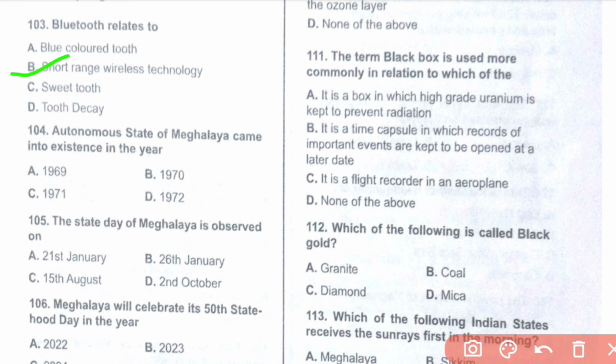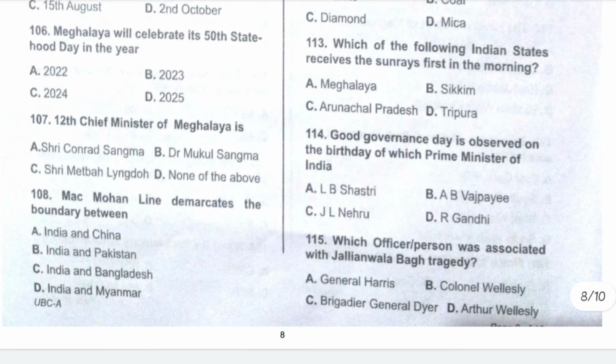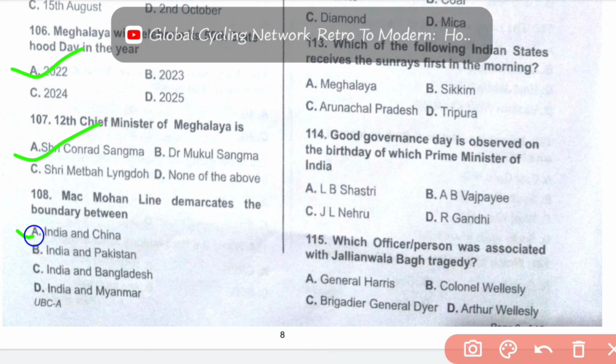An autonomous state of Meghalaya came into existence in the year, this is B, 1970. The state of Meghalaya is observed on 21st January, I remember that. Meghalaya will celebrate its 50th statehood day in this year, 2022. The 12th Chief Minister of Meghalaya is Conrad Sangma. Meghalaya line demarcates the boundary between India and China.